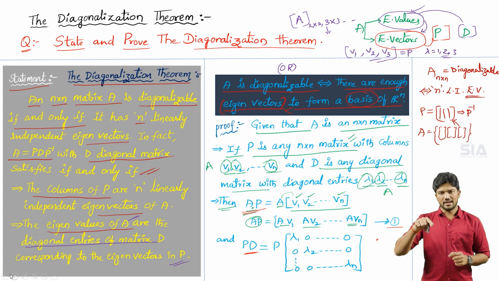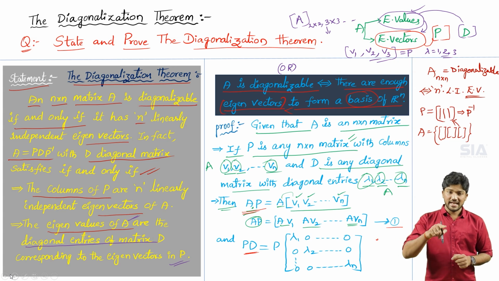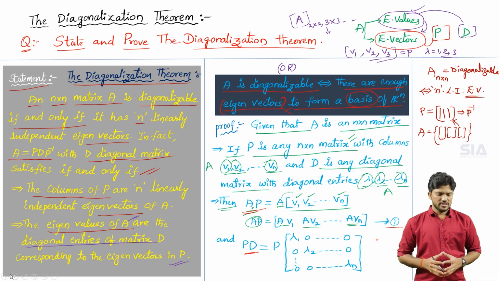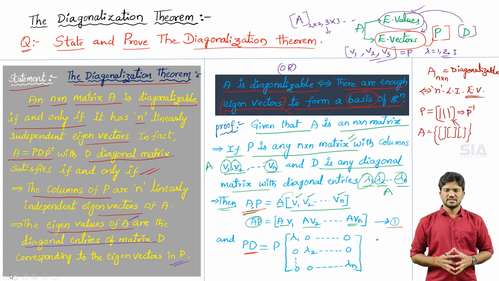A diagonal matrix is different, a diagonalizable matrix is different. So this is the total explanation of the diagonalization theorem, one of the important theorems. I hope you understood this theorem very well. In the next lecture we are coming with problems based on this theorem. So practice well and prepare well. Until then, bye, thank you.